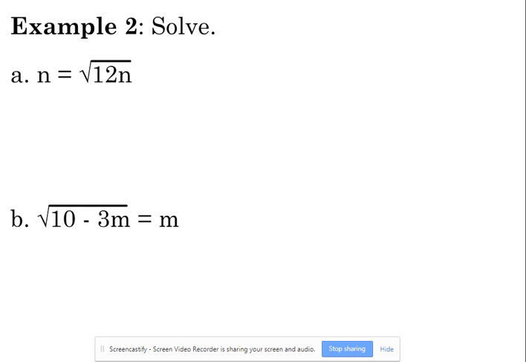So it's very important, especially when you have a quadratic equation that you're solving, that you check all your solutions after you've done it, okay?